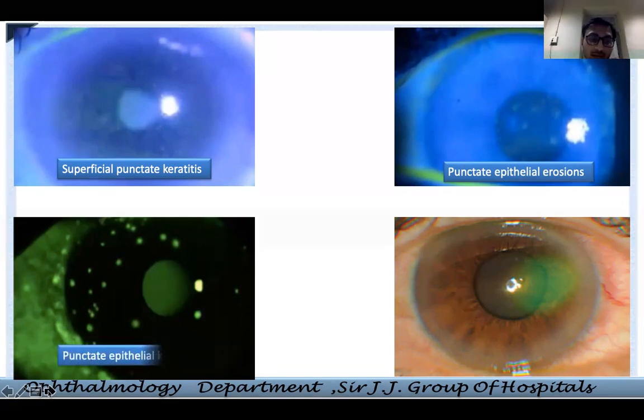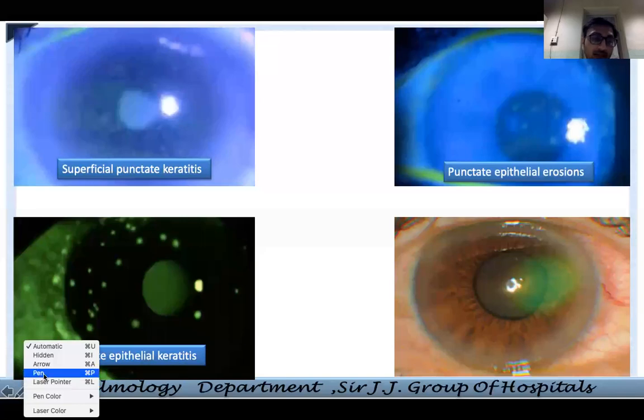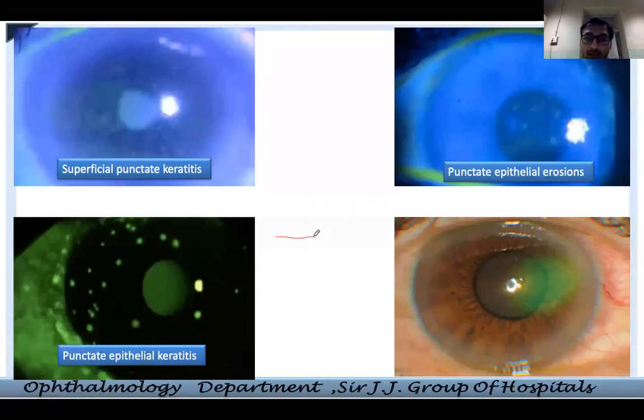Now what next? Next is punctate epithelial keratitis. This is like a starry sky kind of appearance you are seeing because of the beautiful yellow filter picture. These are basically the same as the punctate epithelial erosions, but the important thing is they are not depressions in the epithelium. They are basically elevations. So if I draw the epithelium, and this is superficial punctate keratitis, this is punctate epithelial erosion, the punctate epithelial keratitis will be an elevation. It is like a hypertrophic epithelium, you can say.